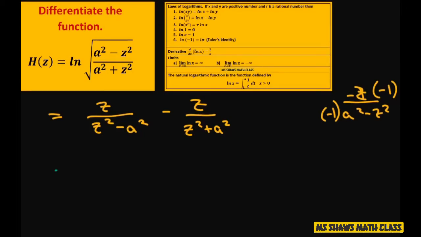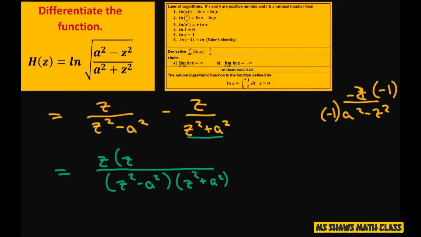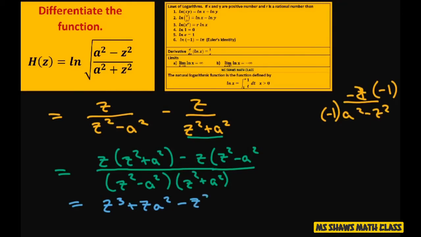Now, let's get our common denominator. And that's going to be z squared minus a squared times z squared plus a squared. And then we're going to cross multiply. So this is going to be z times z squared plus a squared, minus z times z squared minus a squared. All right. And this equals z cubed plus za squared, minus z cubed plus za squared, all over your least common denominator. I'll just write it like that.